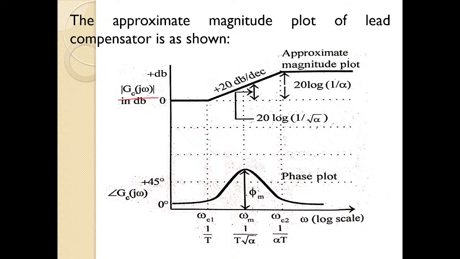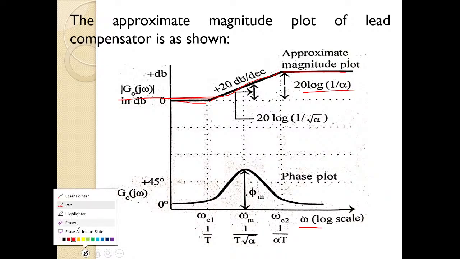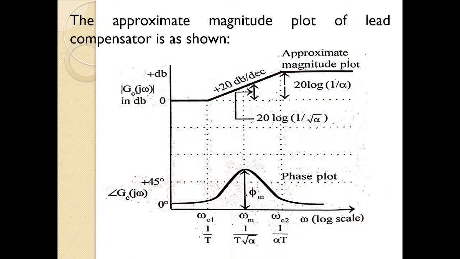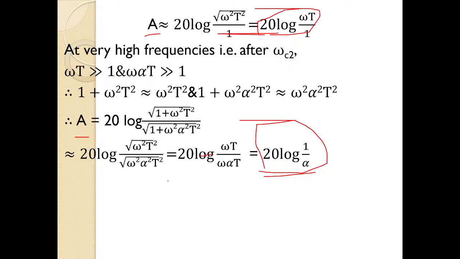Okay, magnitude with respect to omega, x-axis omega and y-axis magnitude. At low frequencies, magnitude is 0. At high frequencies, magnitude is 20 log 1 by alpha. So in between, what will happen? The magnitude will gradually increase with respect to omega. So this is about magnitude.